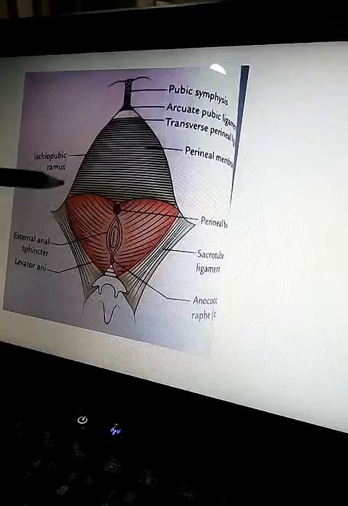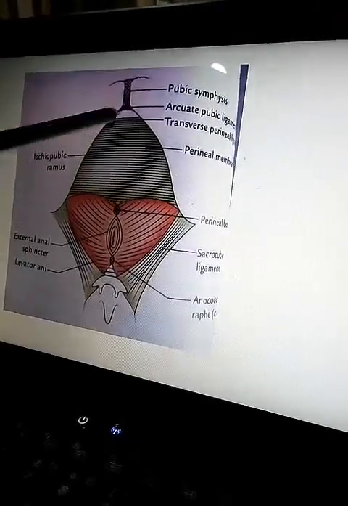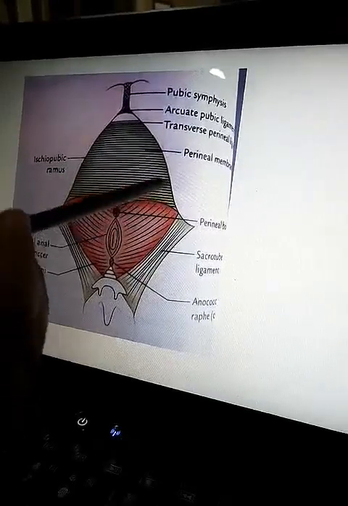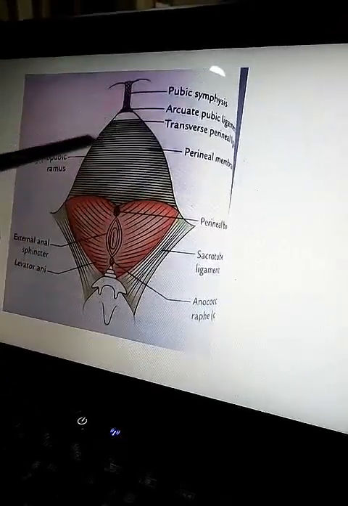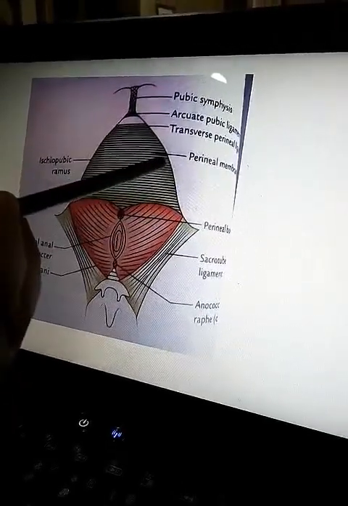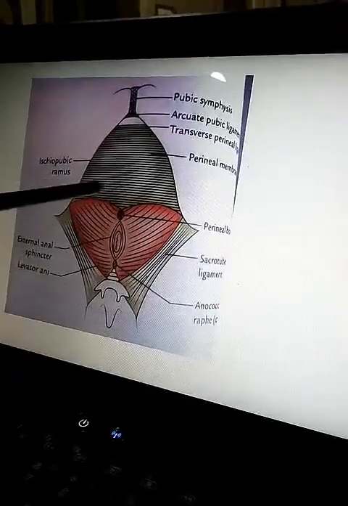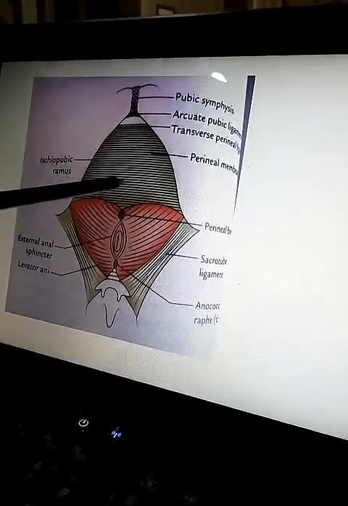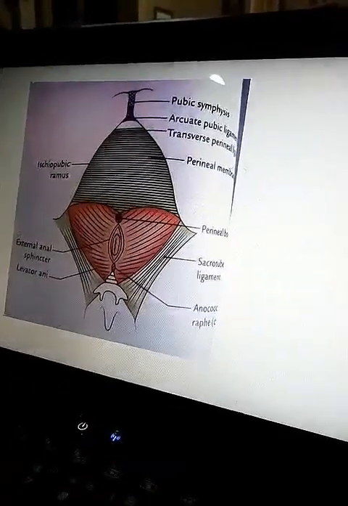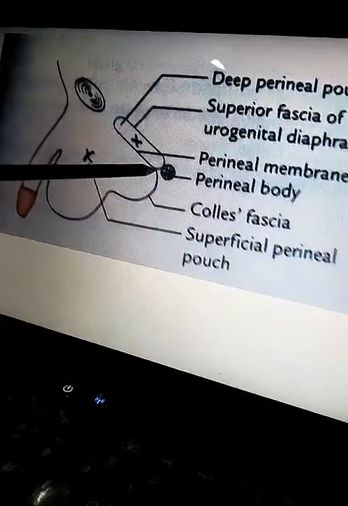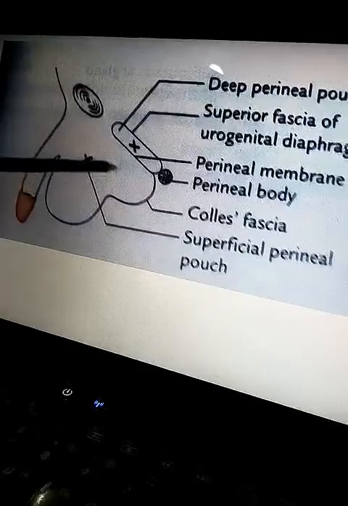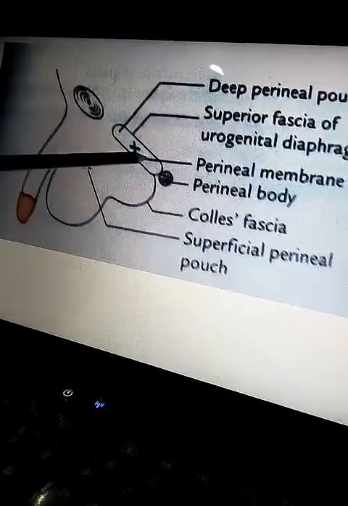Now I want to make clear the perineal membrane. I will repeat it. It is a very strong triangular membrane or fascial sheath that stretches across the urogenital triangle between the ischiopubic rami at the sides. It intervenes between the superficial perineal pouch below and the deep perineal pouch above.